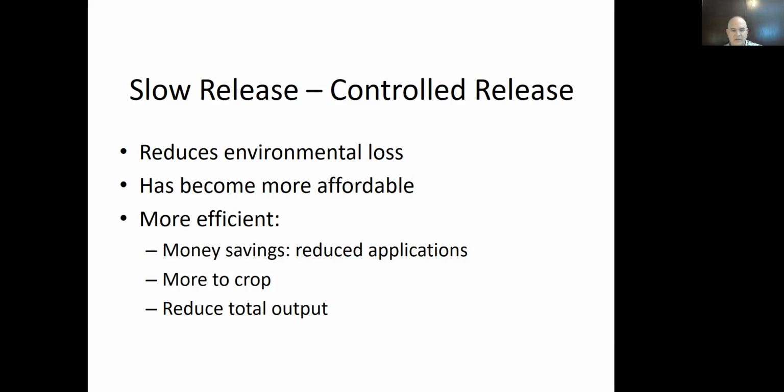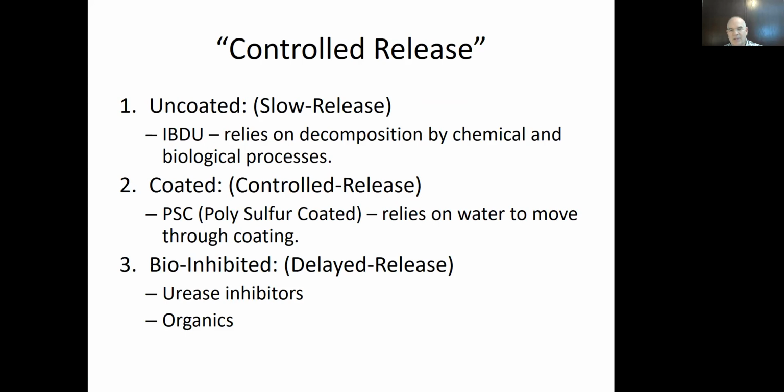Good news is they have become increasingly affordable. They tend to cost more money because of the technology that's in them. But sometimes, because I can put on less product, I might actually spend less total money. Again, they tend to be more effective, and sometimes I get better color and plant health by using them. We get different kinds.